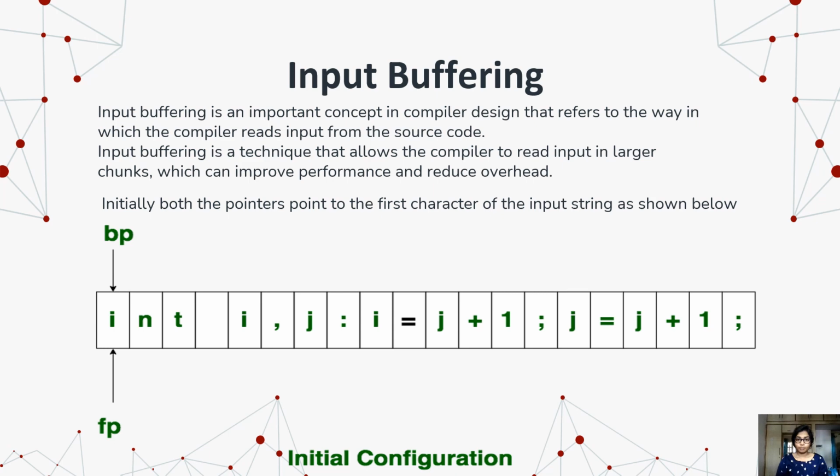Input buffering is an important and major concept in compiler design that refers to the way in which the compiler reads the input from the source code. Input buffering is a technique that allows a compiler to read the input in larger blocks, which can improve the performance and reduce the overhead. Initially, both the pointers point to the first character of the input string, as shown below.